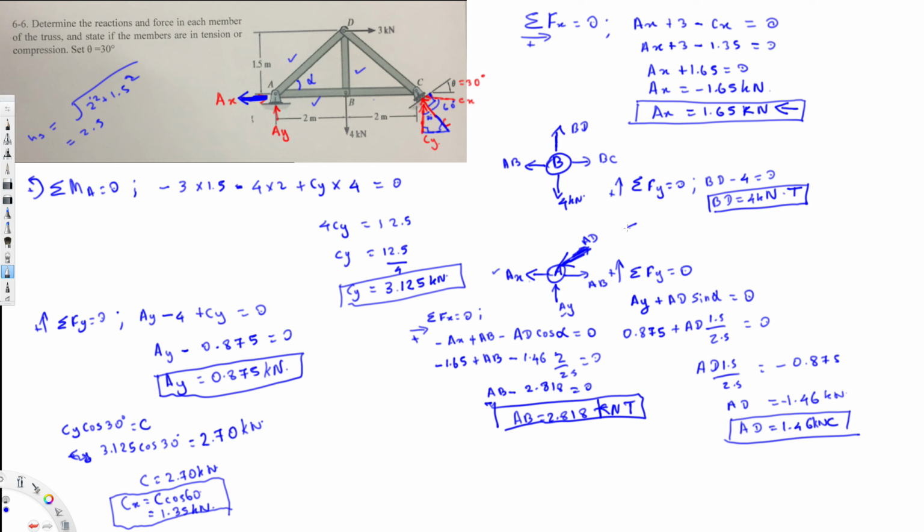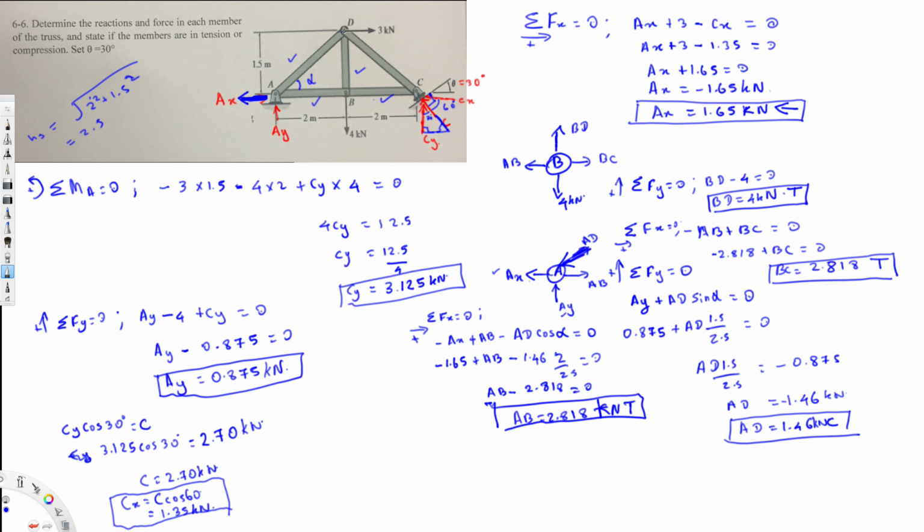So let's take the sum of forces in x, sigma Fx, here. If I take this direction positive, minus AB plus BC is going to be equal to 0. So minus 2.818 plus BC is going to be equal to 0. Therefore, we know BC is going to be equal to 2.818, and since the answer is positive, we know this is also in tension, and that's my final answer. And we have found BC.